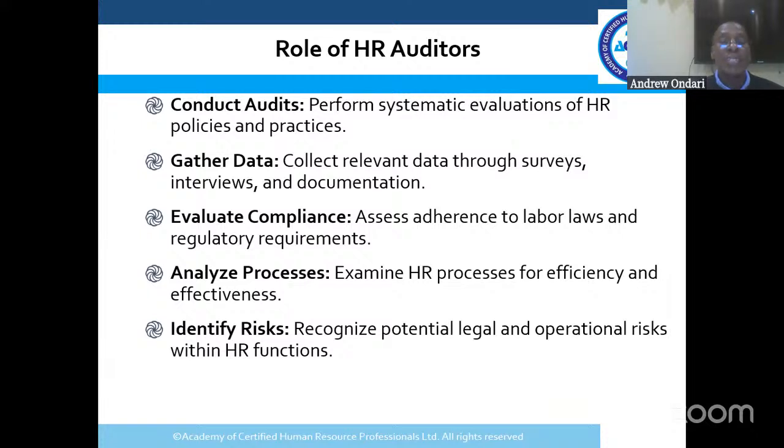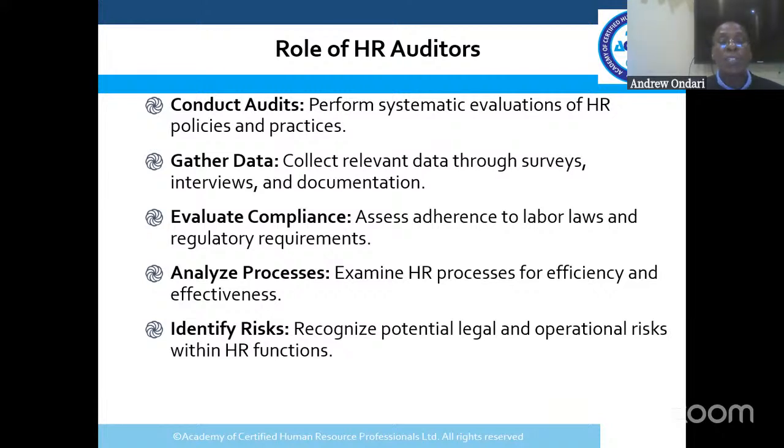Two is gathering data. We shall go through data gathering methods in this course, particularly interviews, questionnaires, observations, and focus groups. These are tools that we use to collect data. So as HR managers conducting HR audits, we need to gather this data and relevant data, not just any data, which will help us develop accurate audit reports that can help organizations improve their systems, their policies, and procedures.